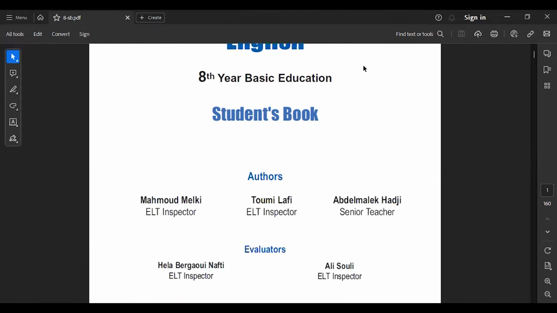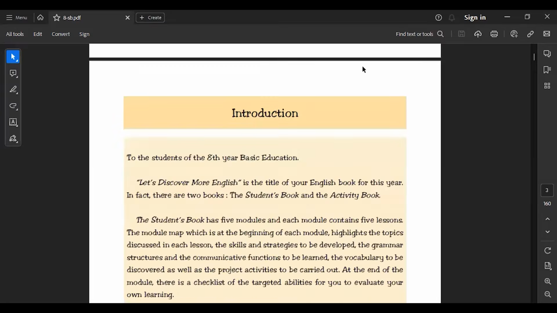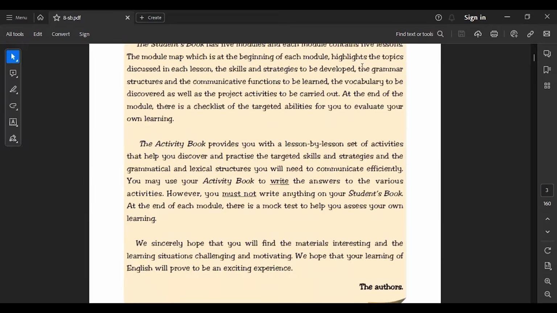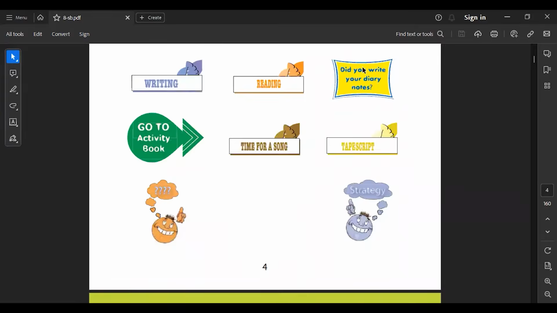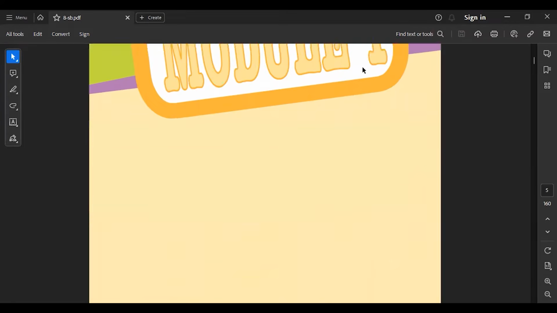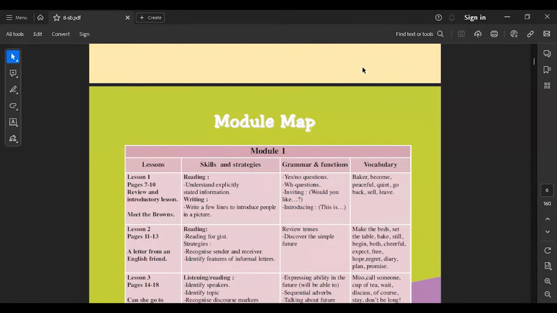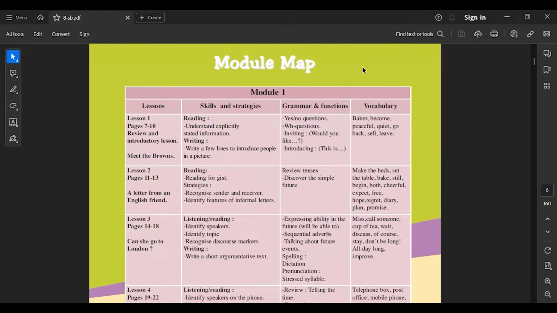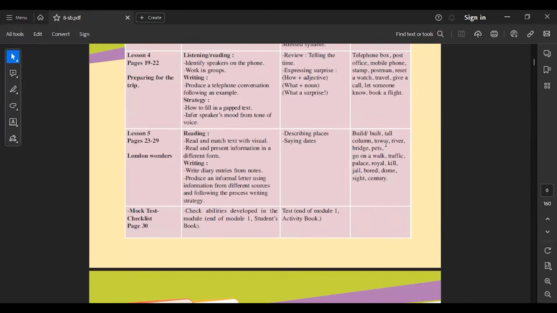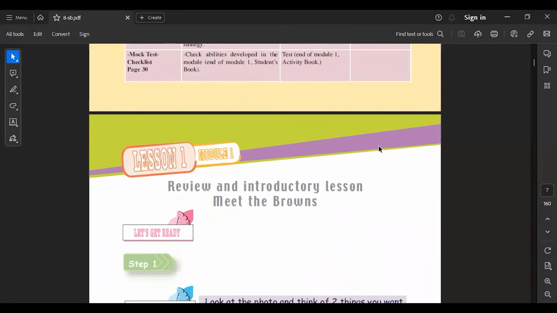So another thing, of course, you're going to have the functions as usual. Functions are what we always work with, and they are always present in every devoir. So this is module number 1. Of course, it doesn't have any title, but this is the module map. In this module, you're going to see skills and strategies, grammar, functions, and of course vocabulary, which is related to each session and each lesson.